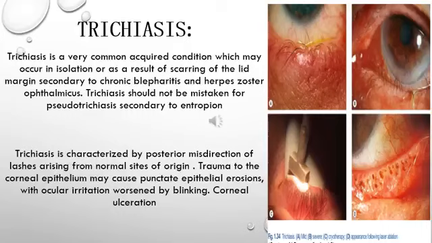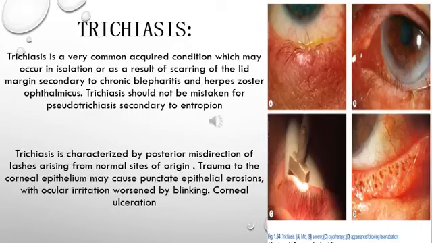Trichiasis should not be mistaken for pseudotrichiasis, secondary to entropion. We'll take entropion later in this lecture. In entropion, in some cases there is inturning of the eyelid, which may be intermittent, and the condition may be mistaken for true trichiasis and inappropriately treated.